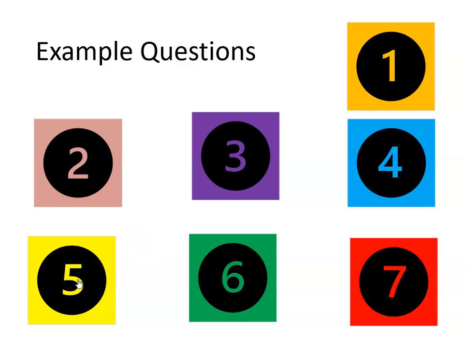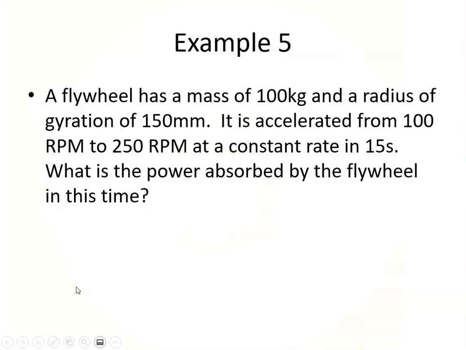So to example 5. A flywheel has a mass of 100 kilograms and a radius of gyration of 150 millimeters. It is accelerated from 100 revs per minute to 250 revs per minute at a constant rate in 15 seconds. What is the power absorbed by the flywheel in this time?